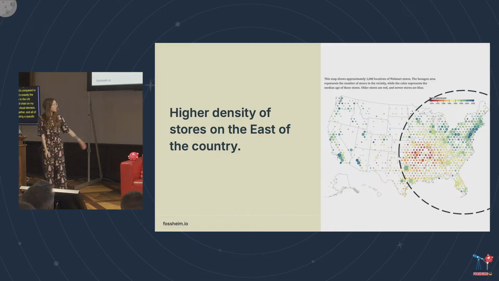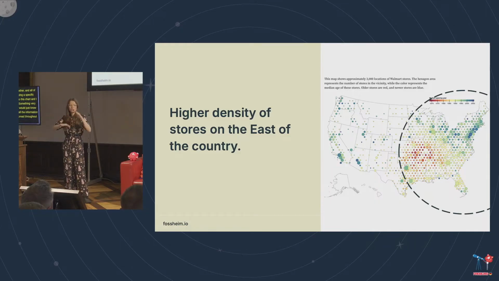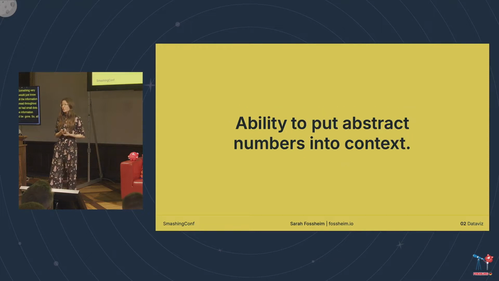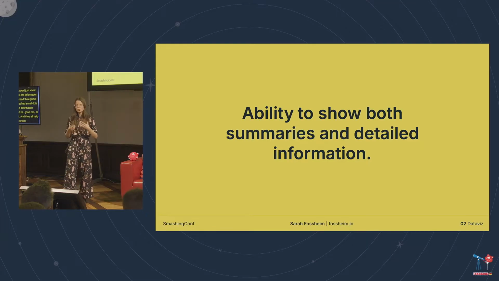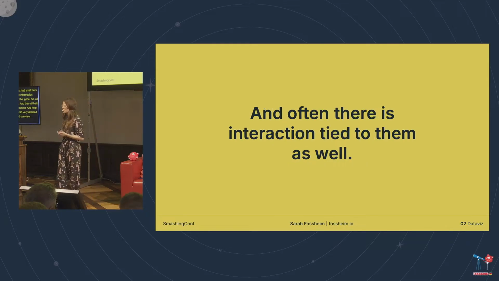If you go back to this chart and I was to remove all the color of it, something very important would be missing. We would just know how many stores there are, but all the information about how the Walmart stores spread throughout the country would be gone. If I just had small dots instead of the different sizes, then the information about the amount of stores would be gone. So all of those parts are very important. And they all help us to put abstract numbers into context and help us look at the big data set and get both very detailed information and also summarized overview information and general trends and patterns that we can spot.